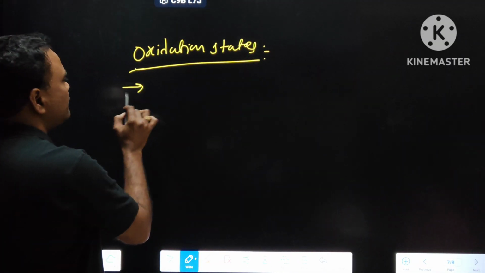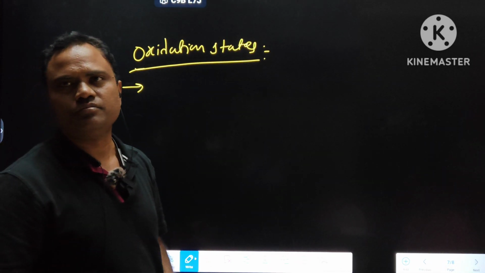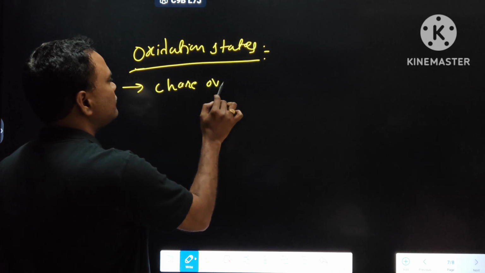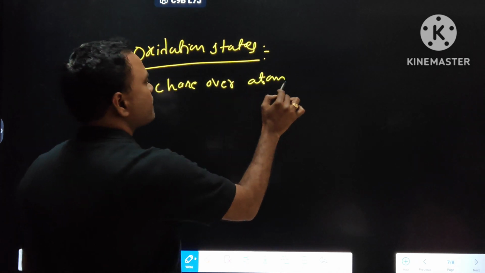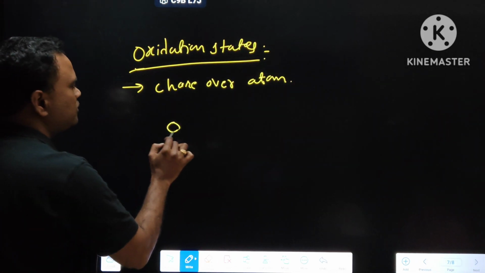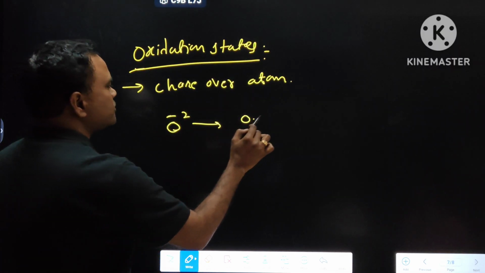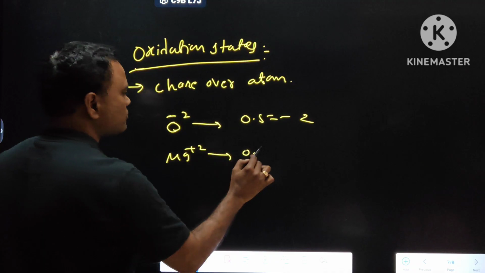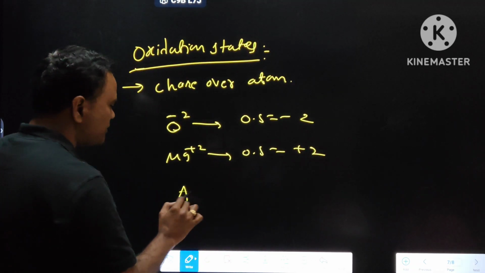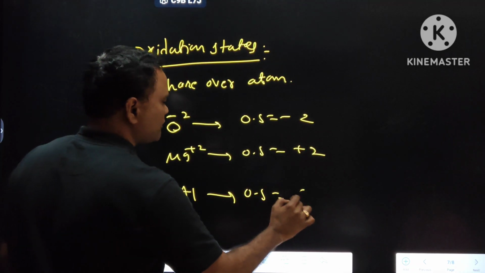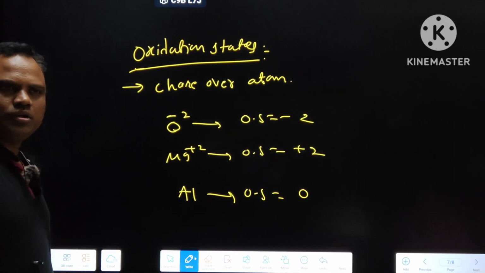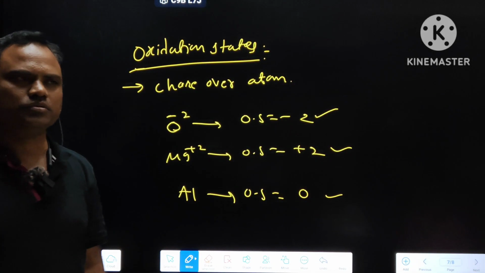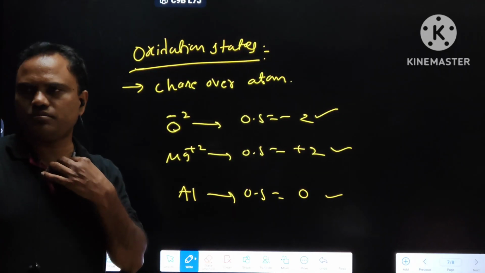Oxidation state. The basic, simple definition of oxidation state: the charge over an atom is called its oxidation state. Oxygen -2, oxidation state is equal to -2. Magnesium +2, charge is +2, so oxidation state is +2. Aluminium, what is the oxidation state? 0. Oxidation state may be negative, positive, 0 or fractional also. Oxidation state is nothing but charge.